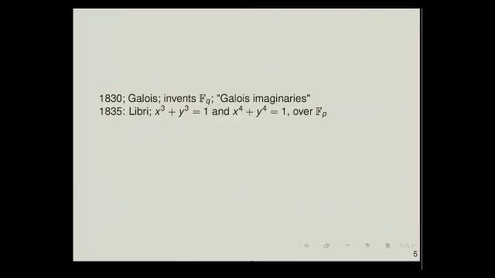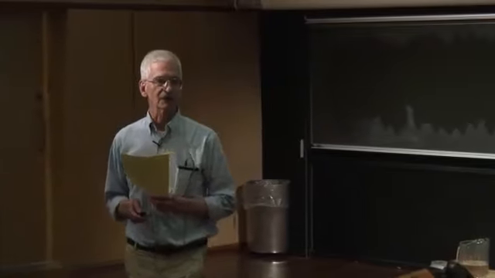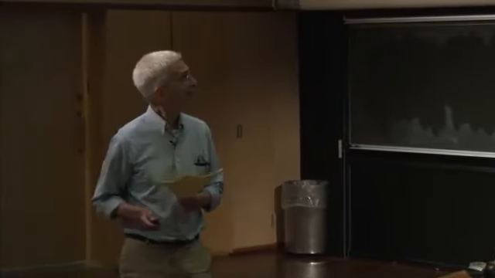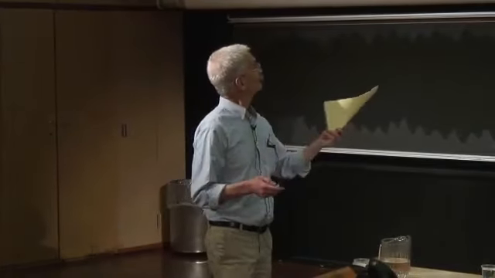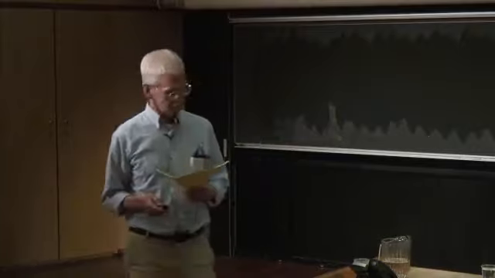A relatively little known mathematician named Libri counted the mod p solutions of both of these equations. Libri, as his name suggests, had an affinity for books. In fact, he was somewhat light-fingered. Okay, now we'll have the more semi-modern story.